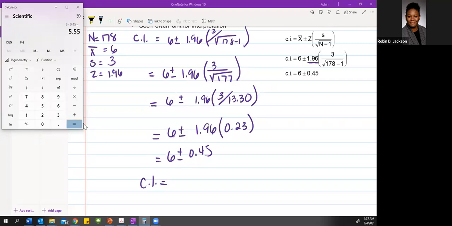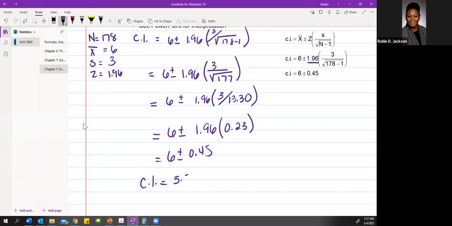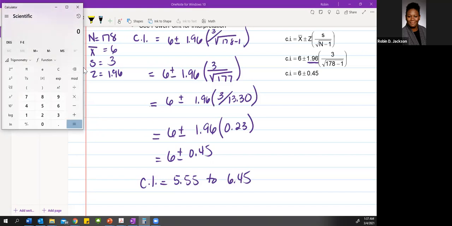All right, yes. So our confidence interval is equal to 5.55 to 6.45. All right, so just to show you how I got 6.45, 6 plus 0.45. That's how I got 6.45.